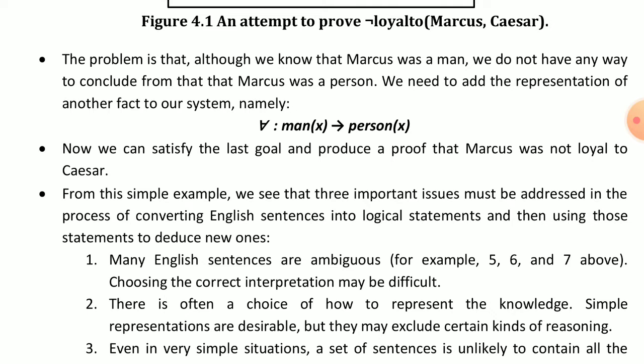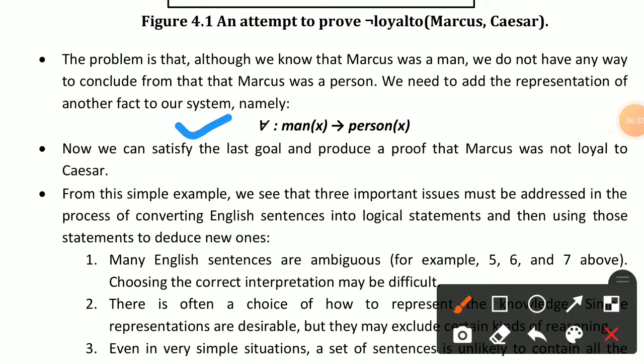So here we need to add the representation of another fact to our system, and we can represent this sentence like this: for all man X to person X. We can take Marcus as a man, and person is also Marcus. So we can combine these two sentences and write this way.